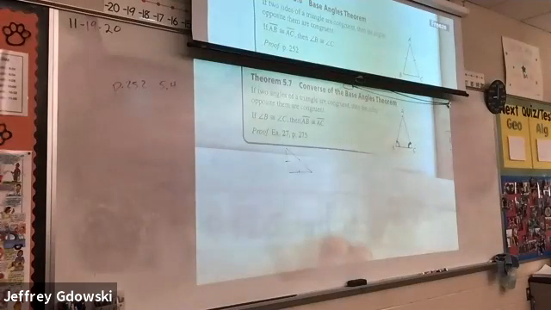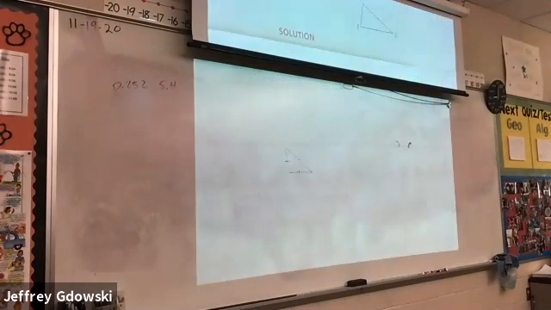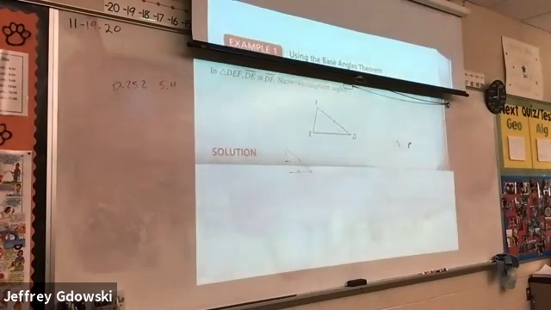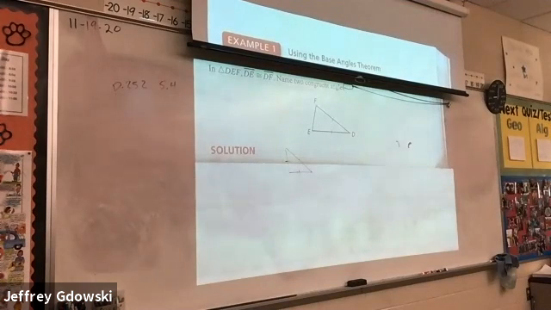Any questions on our base angle or converse of base angle? Okay. So if we look at this figure, what two angles are going to be congruent? Awesome. F and E are going to be congruent. Right? Two sides are congruent, opposite angles are congruent. Good.